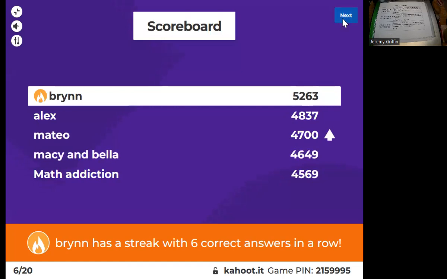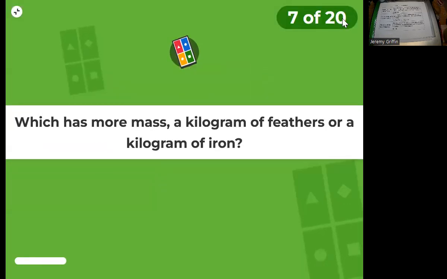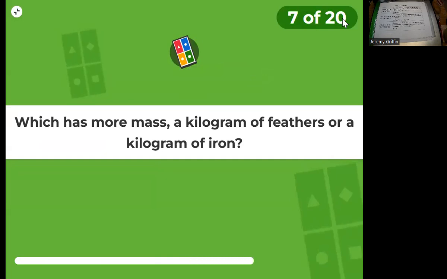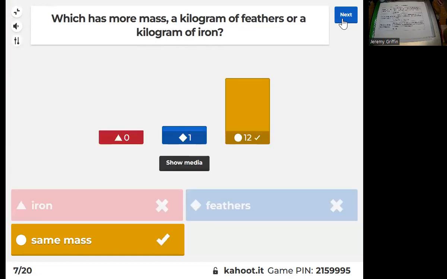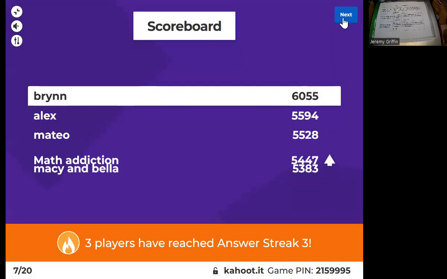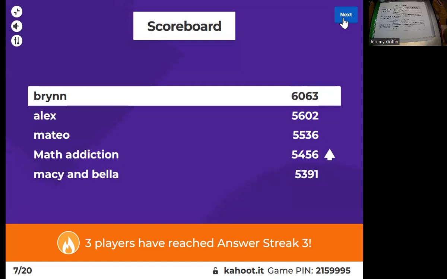Alex in second. Mateo moving up. Which has more mass? A kilogram of feathers or a kilogram of iron? Same mass. Right. Different densities, different volumes. Same inertia, right? Same inertia, same mass. Push on with the force, they'll accelerate the same. All right, 1 kilogram is 1 kilogram. Got Missy and Bella, math addiction, Mateo, Alex, Bren in the lead.